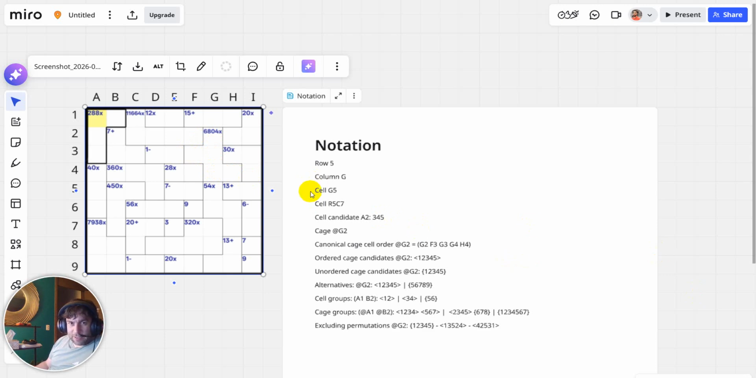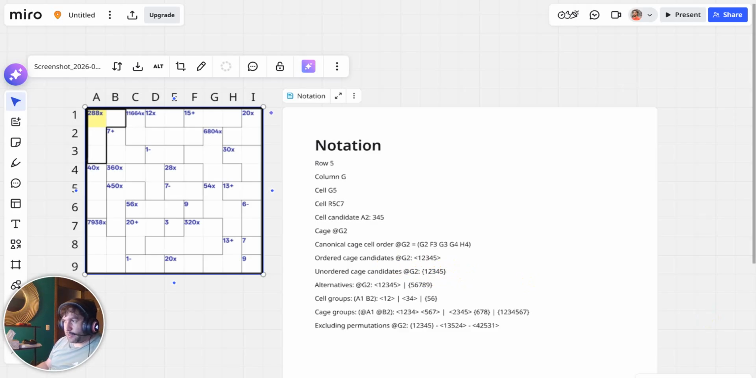Also, we might have unordered cage candidates when we have some values, like we see here in curly braces, 1, 2, 3, 4, 5. We know all of these 5 numbers are here, but we don't know in which order. Maybe this is 1, 3, 4, 5, 2. Maybe it's 2, 3, 5, 4, 1. Maybe any of these orders are allowed. It would be too many options to write them down as ordered candidates, so we have this option as unordered candidates.